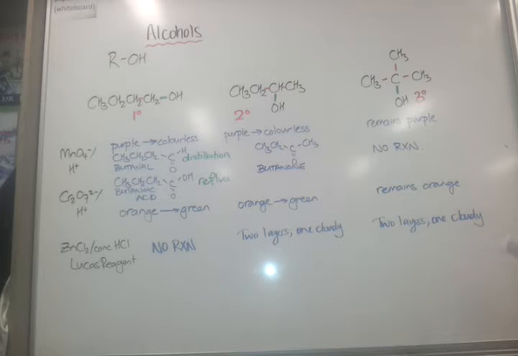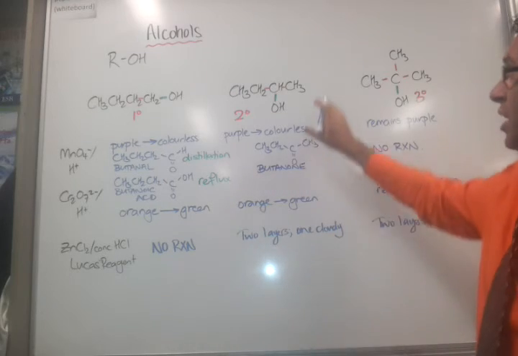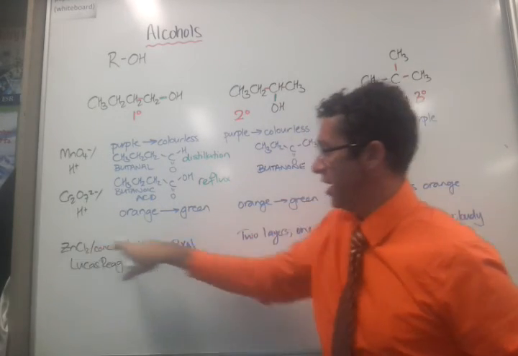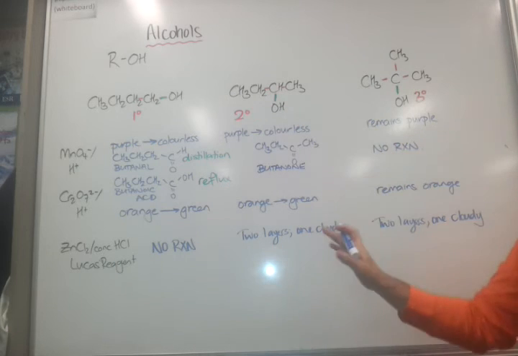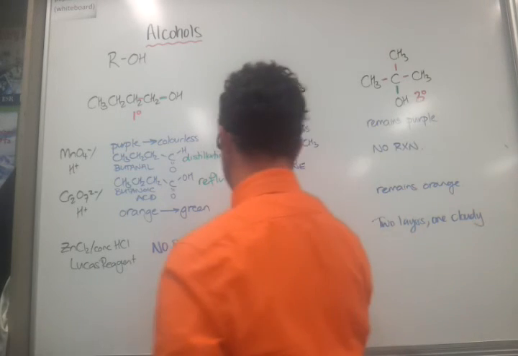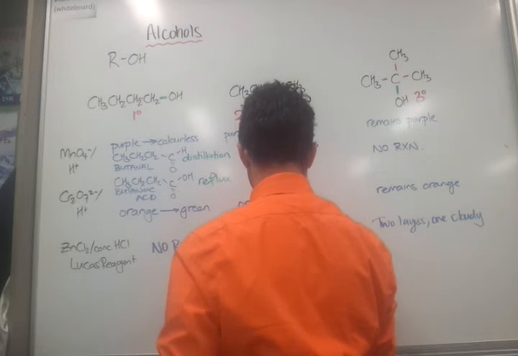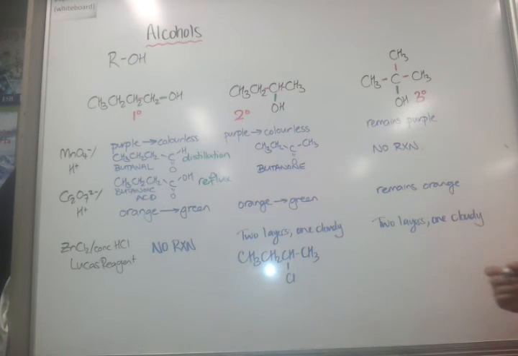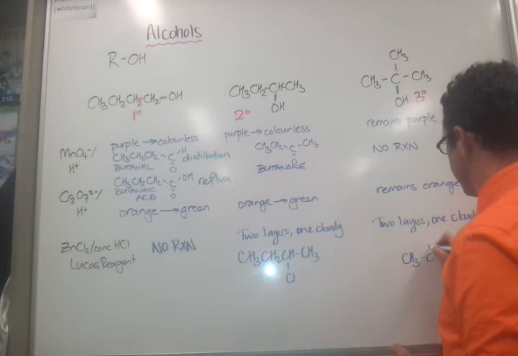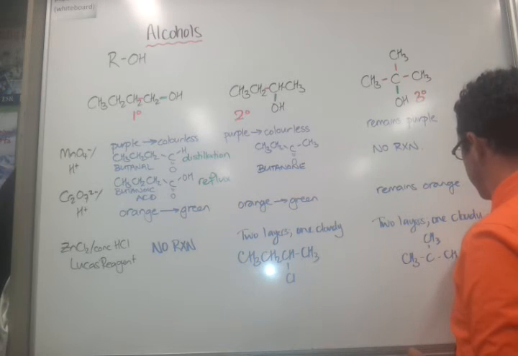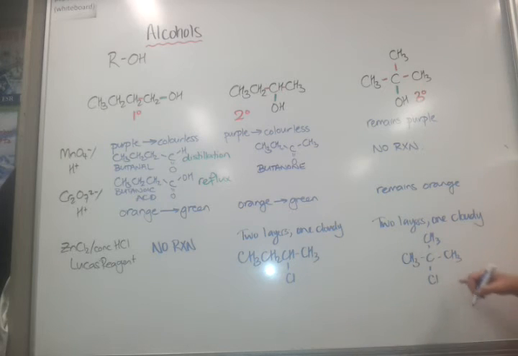So what we need to do is we need to actually say what's happening. We can't just leave it like that. In an assessment, we need to say what's happening. So what's happening is the chlorides in this reagent are displacing the OH. So we're making 2-chlorobutane here, and in this one we're making methyl 2-chloropropane. If you can remember those reagents, you're pretty much sorted.